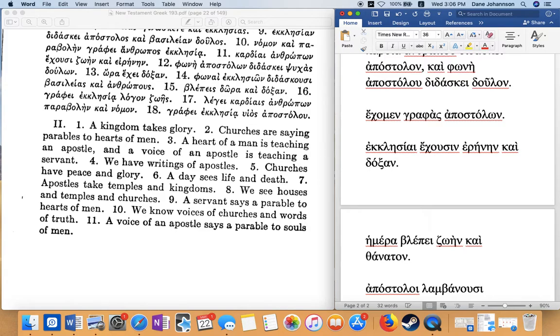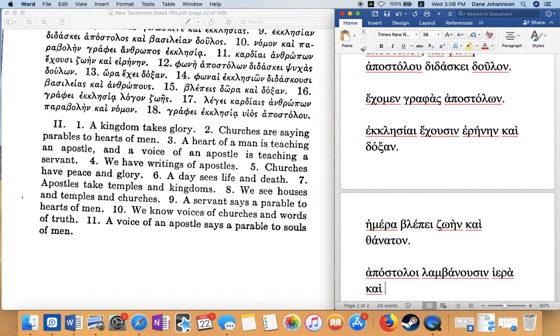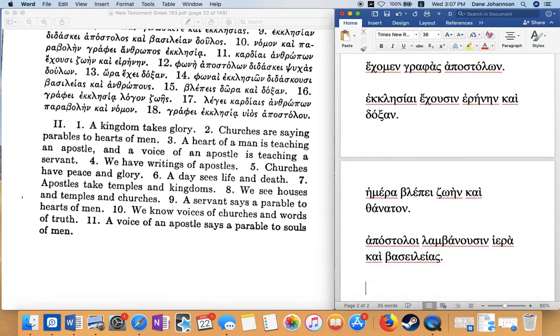Lambanousi. And we're going to put a movable nu because it's at the end. They see temples, hiera, kai, kingdoms, basileias, tas basileias, kingdoms, ta hiera, temples. Apostoloi lambanousi hiera kai basileias. Apostles take, or receive, temples and kingdoms.